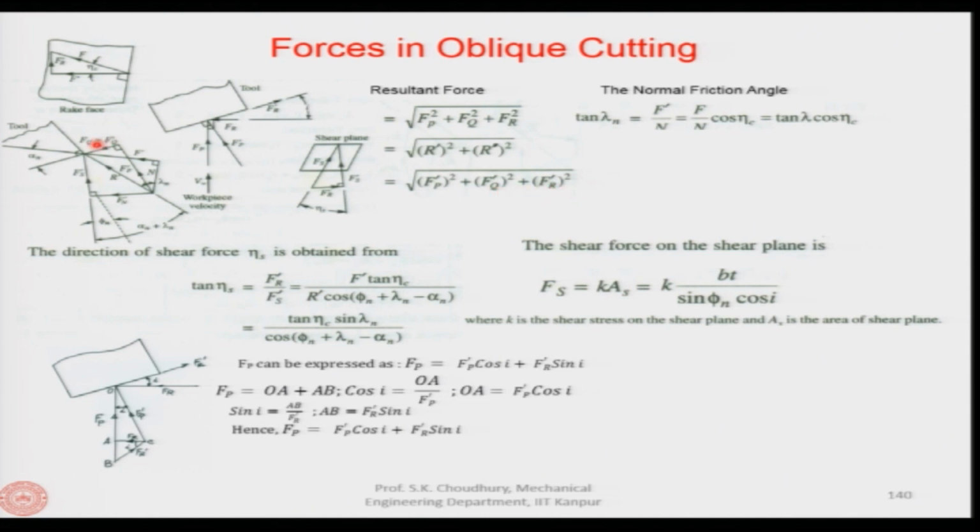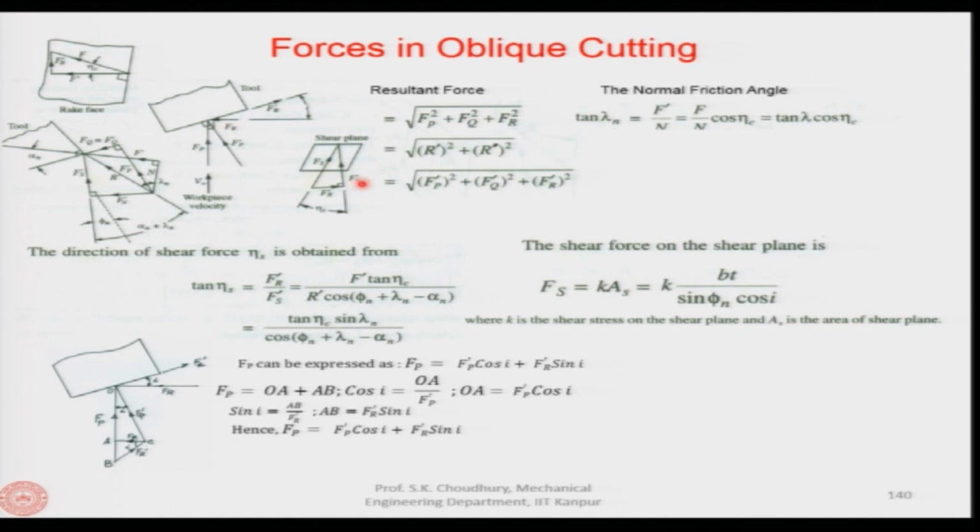Now, we are saying that Fq and Fq prime will be the same, because this is acting at the plane normal to the cutting edge. So, therefore, Fq and Fq prime are the same. Okay. Fp and Fr are making an angle of i with Fp prime and Fr prime. So, therefore, Fp and Fr can be assumed to be equal to Fp prime and Fr prime.